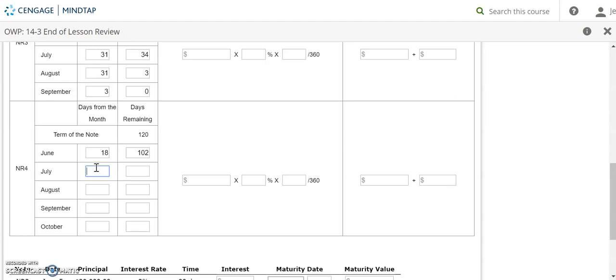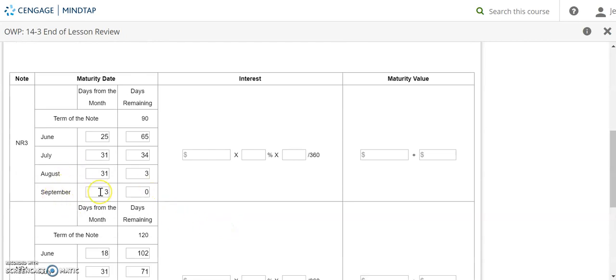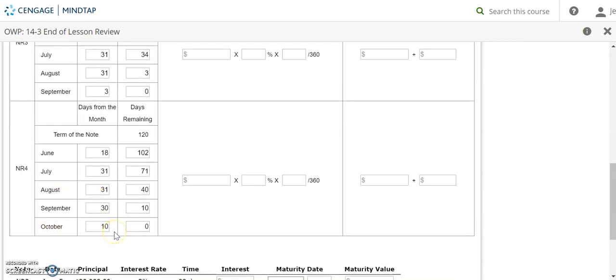Okay, there are 31 days in July, so we're going to use all 31. We have 71 days left. There are 31 days in August. We're going to use all 31. We now have 40 days left. There are 30 days in September, so we're going to use all 30. There are 10 days left, so that means that we're going to use 10 days from October, and there will be 0 days left. Okay, so our maturity dates then are September 3rd and October 10th.